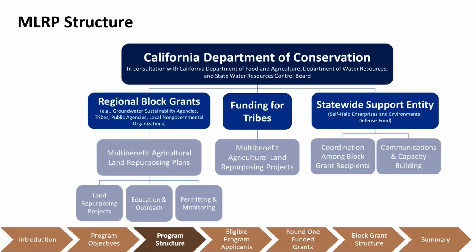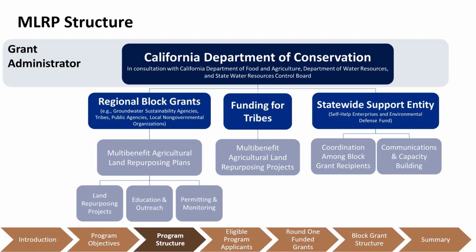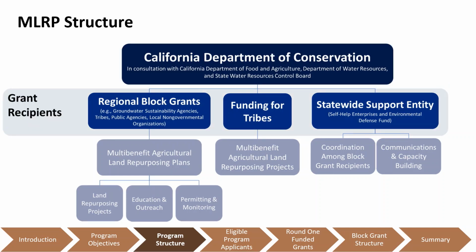So now let's review the Multi-Benefit Land Repurposing Program, or MLRP, structure. The Department of Conservation is the grant administrator in consultation with the California Department of Food and Agriculture, Department of Water Resources, and the State Water Resources Control Board. Grant recipients include regional block grants, which include groundwater sustainability agencies, tribes, public agencies, and local non-governmental organizations. Funding for tribes, and the statewide support entity, which comprises Environmental Defense Fund, Self-Help Enterprises with support from Environmental Incentives.